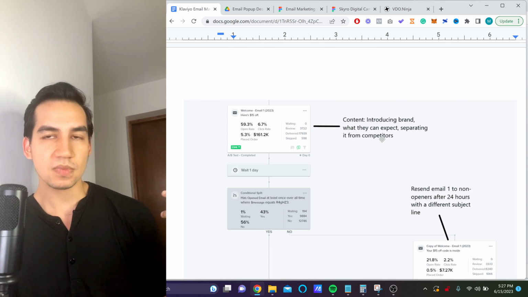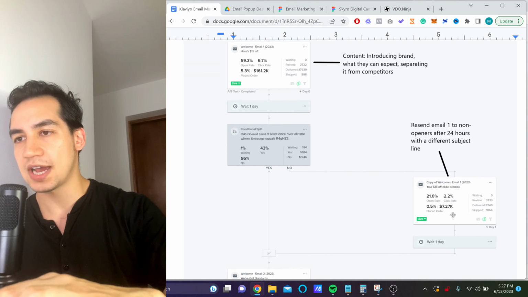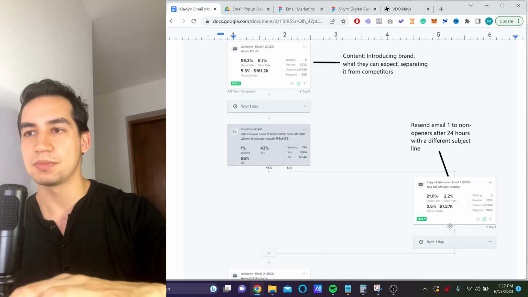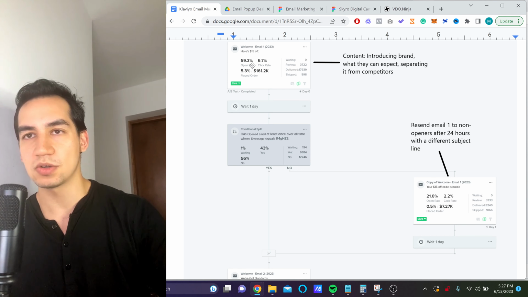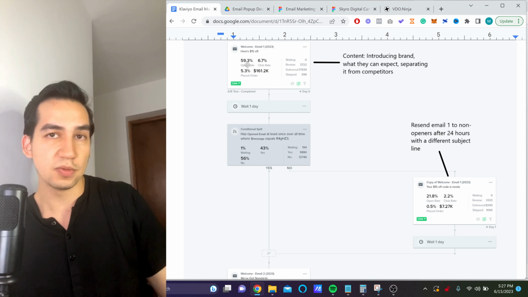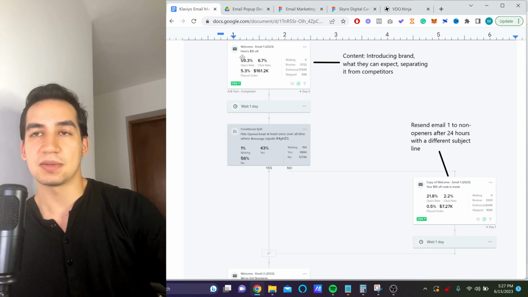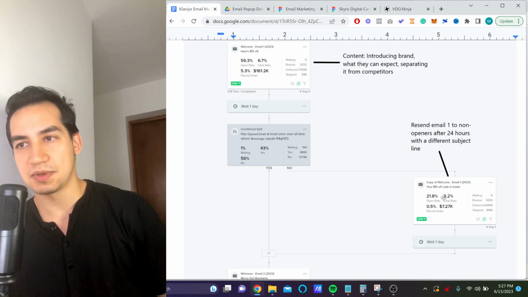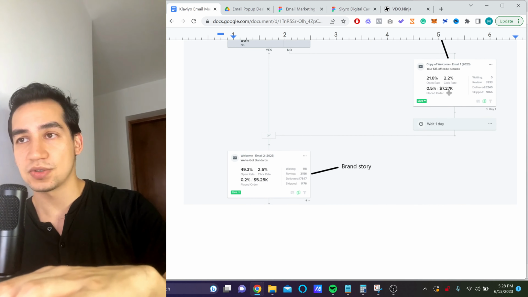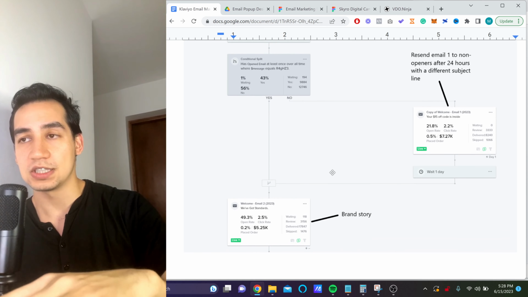So that's what I would actually recommend. Anyways, all right, so here's another sort of hack. Resend email 1 to non-openers after 24 hours with a different subject line, because some people aren't going to be opening the first one. That's not to say that they wouldn't have opened it. Maybe they just missed it. Maybe the subject line didn't really appeal to them, etc. So you're going to hit them with a follow-up with a different subject line. And that's going to capture an extra few $1,000s in revenue.